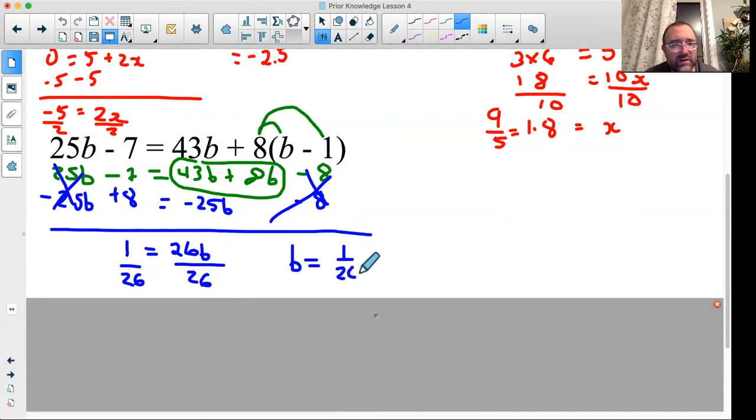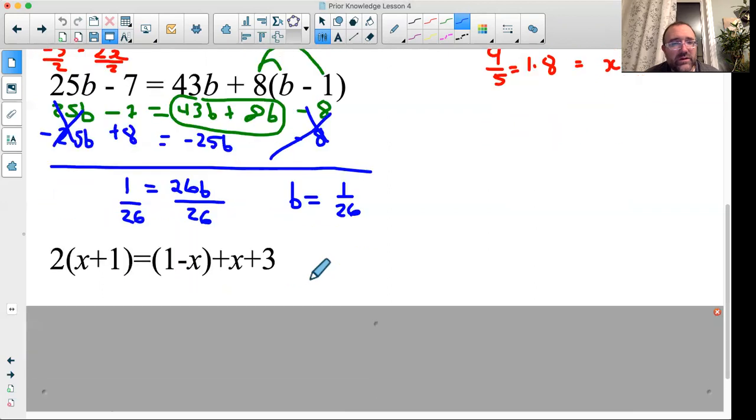As I said earlier, they leave it as a fraction. You really want to go to the next step, type it in your calculator, and you'll see there's a pattern associated with it. Moving on to the next one.